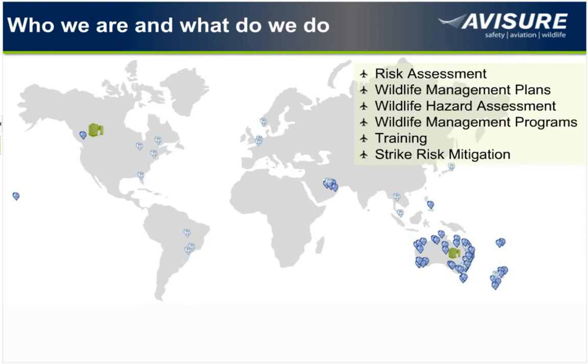So we have offices around the world. We've got a great program over in Vancouver. It is a 24 hours a day, 7 days a week operation. We run their wildlife management program for them. That's sort of the one end of the spectrum of what Avasure does. The other end of the spectrum is something as simple as coming out to an aerodrome and doing some training, which might only take 1 or 2 days, and competency checks and things like that.